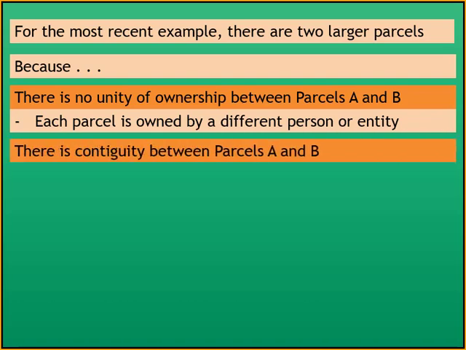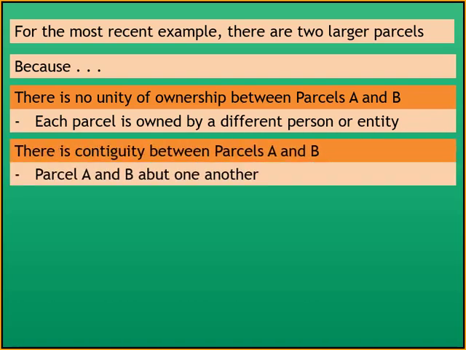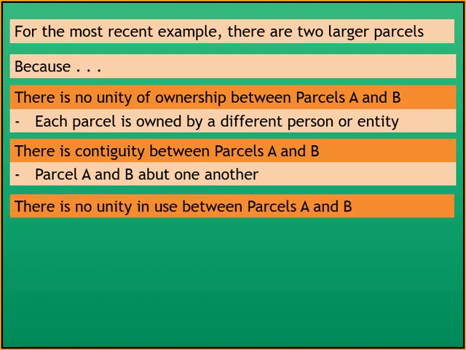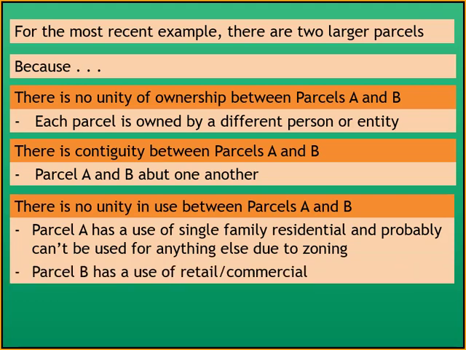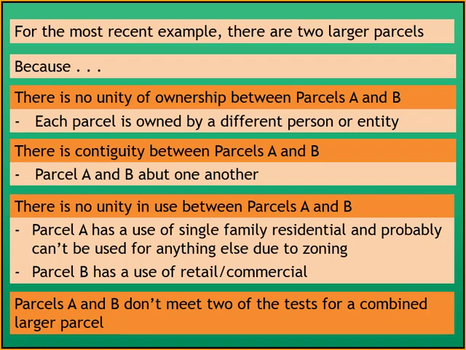There is contiguity between parcels A and B. That means they abut one another. And there is no unity of use between parcels A and B. A is a single-family residential use that probably can't be used for anything else due to zoning. And parcel B is a use of retail commercial. So A and B don't meet two of the tests for a combined larger parcel.